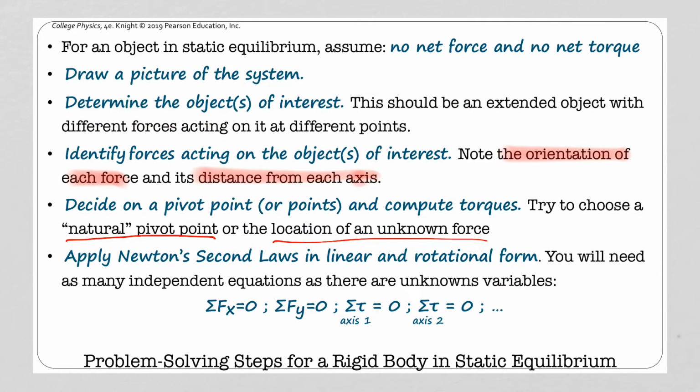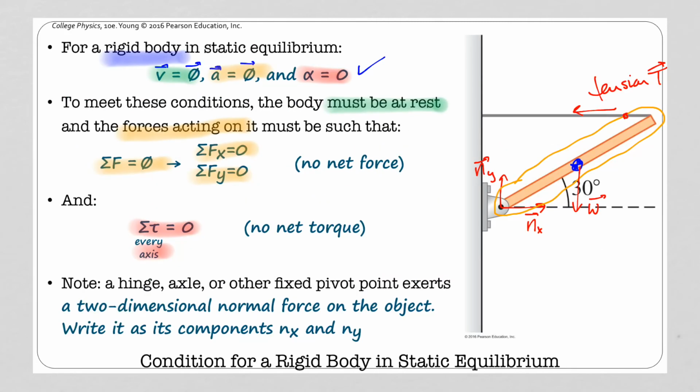We also have a pivot point here. In this case, our natural pivot point is just the hinge. If the beam is held in place at that end, then that's the natural pivot point for us to consider. And so now we can start applying Newton's second law. We have forces here in the x direction. We know that the forces in the x direction have to sum up to be zero.